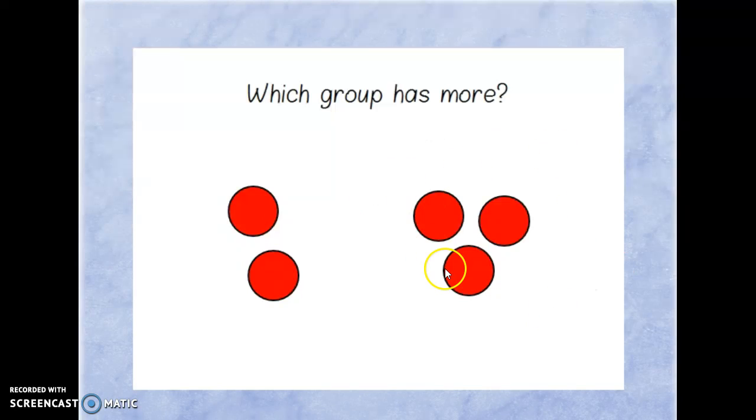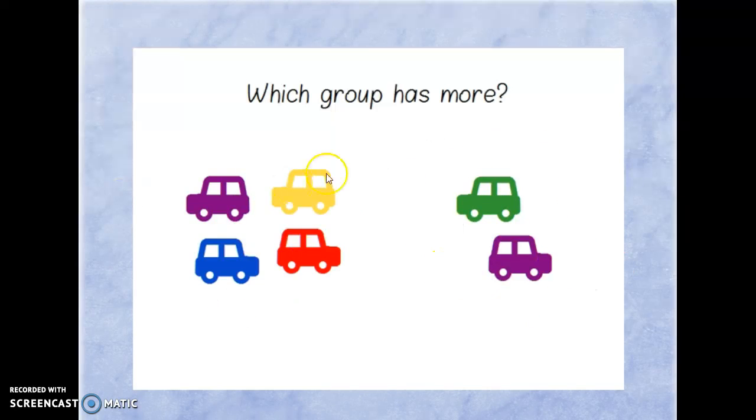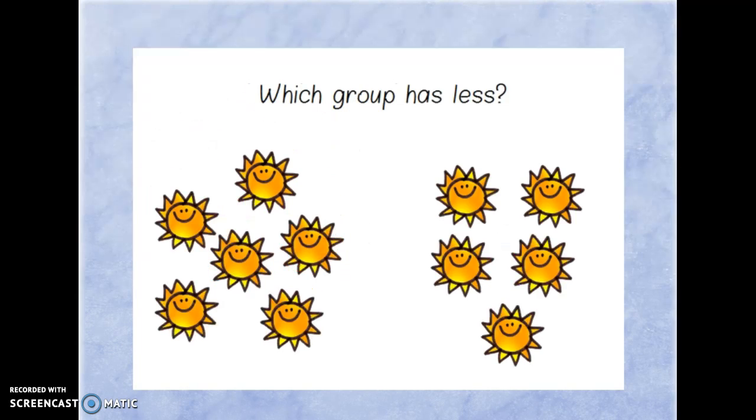Which group has more? Let's count our cars. 1, 2, 3, 4, or 1, 2. Very good. 4 is more. Which group has less? Little. Smaller. Let's count. 1, 2, 3, 4, 5, 6, or 1, 2, 3, 4, 5. 6 or 5. What is less? Very good. 5. Let's do a few more examples.